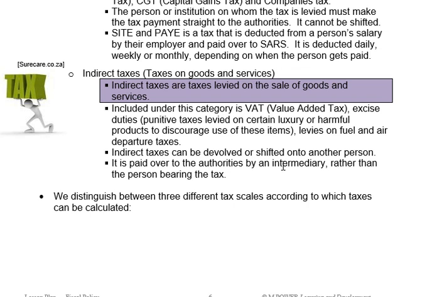Now, indirect taxes can be shifted onto another person. I want you to listen to me very carefully now. Let's say the farmer is the first person in this line. The farmer plants the wheat and harvests the wheat. On everything that he buys, the seeds of the wheat to plant, the price of those seeds will include VAT.